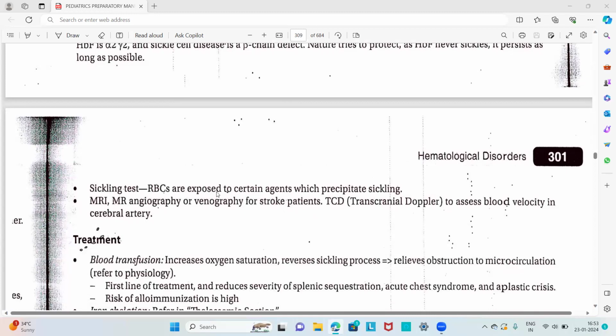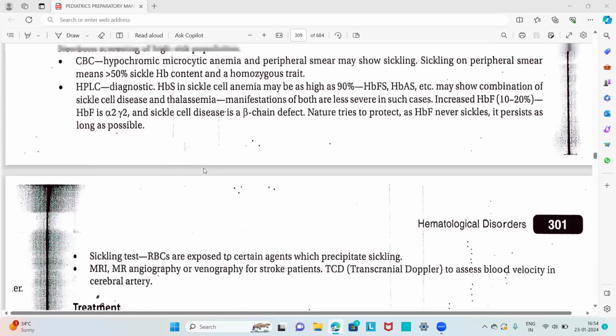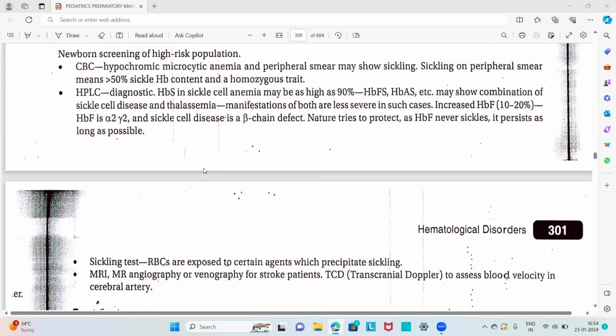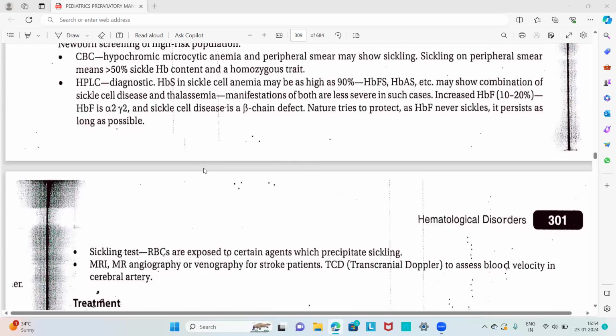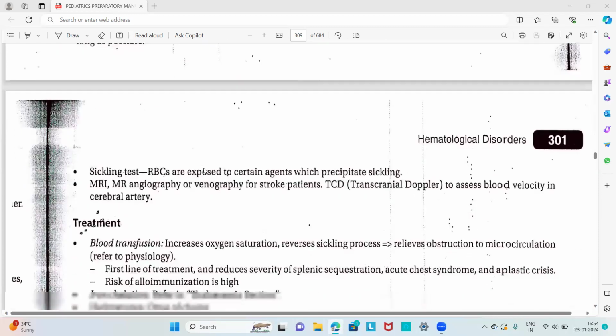That is, RBCs are exposed to certain agents which precipitate sickling, and MRI, MR angiography or venography for the stroke patients, and transcranial Doppler to assess the blood velocity in the cerebral artery. So these are the investigations: CBC, HPLC, sickling test, and the MRI or MR angiography or venography for the stroke patients in sickle cell disease.